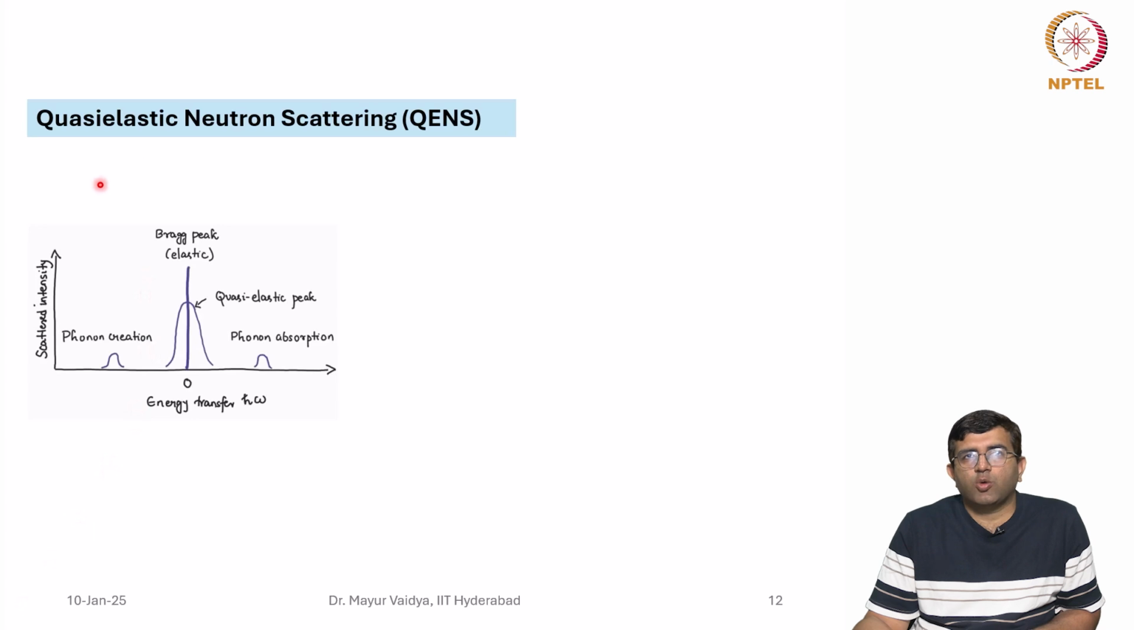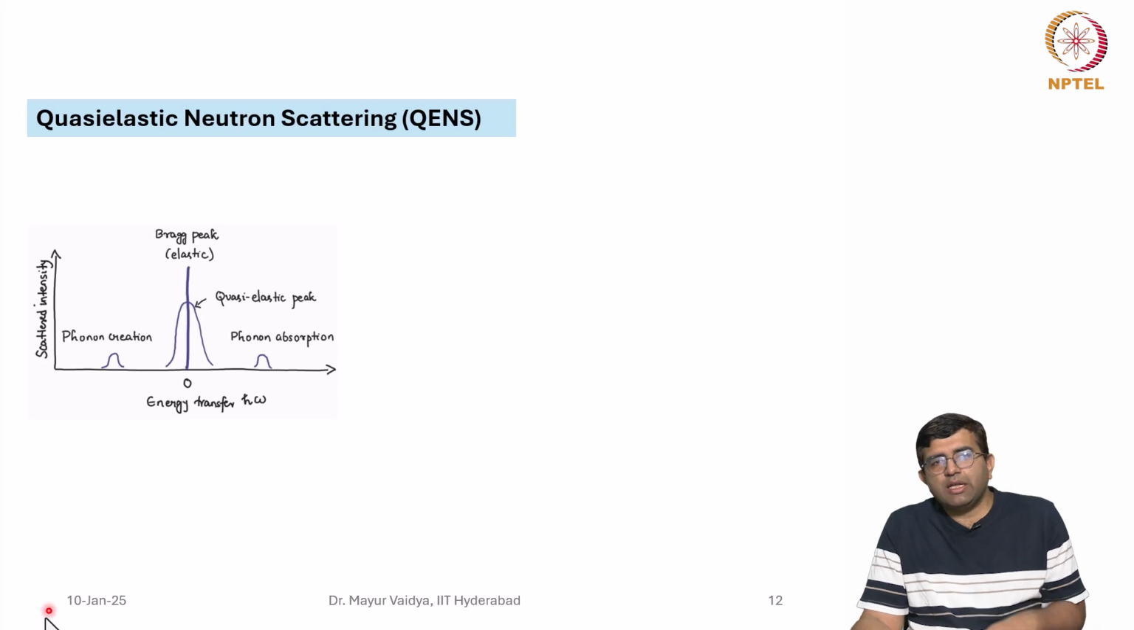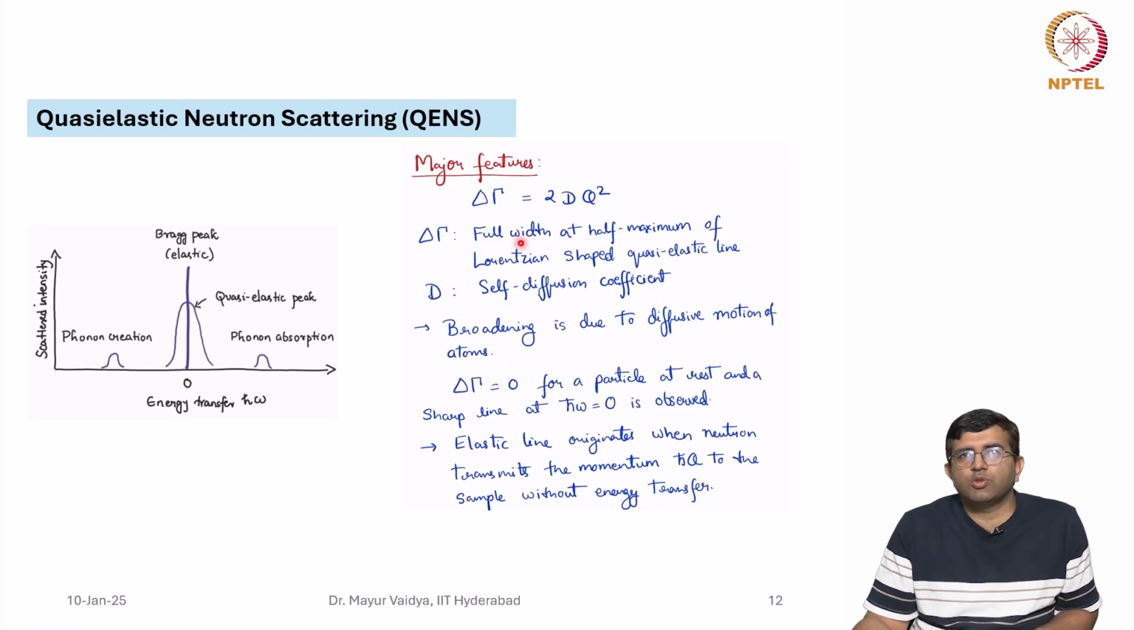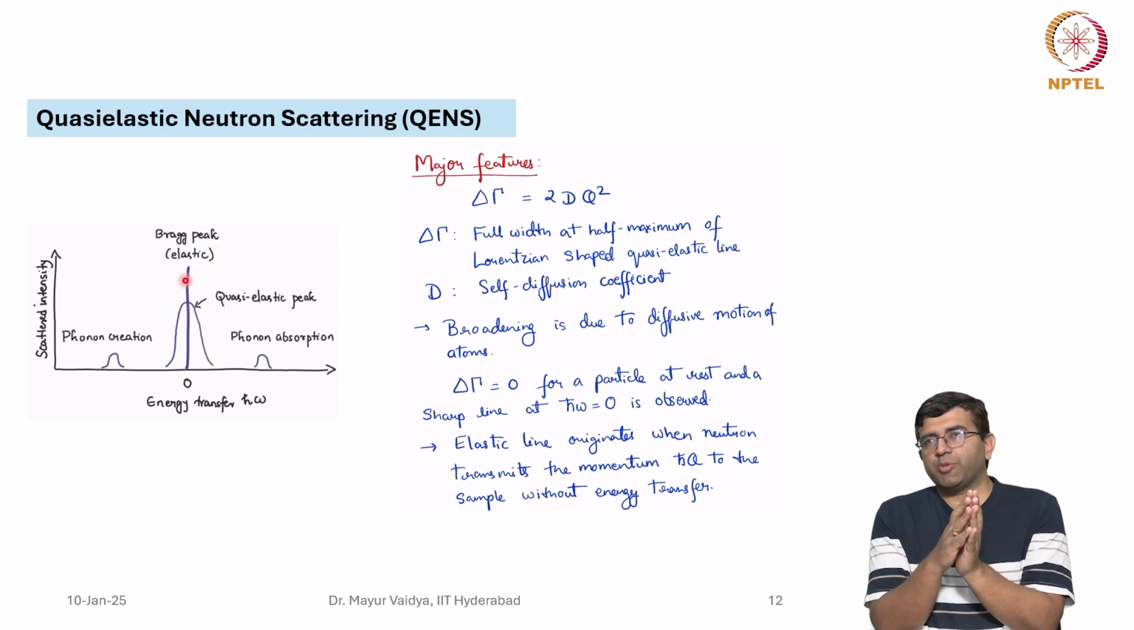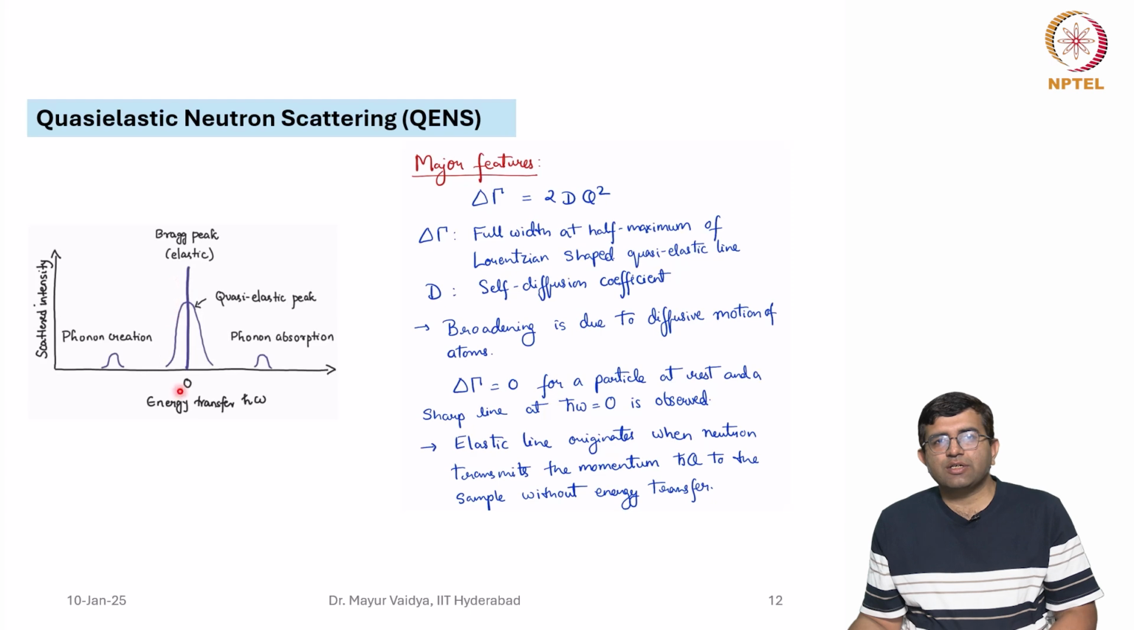Now, what happens in quasi-elastic neutron scattering? Let me just show you. The major features are: when you have perfectly elastic neutron scattering at a certain value of h bar omega, which is h bar omega equal to 0, you get a perfectly sharp peak, which is also known as the Bragg peak or the elastic peak.